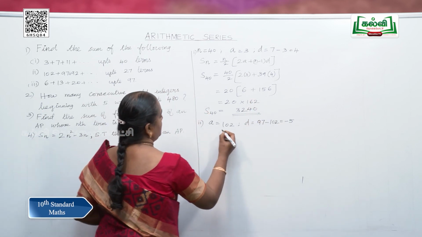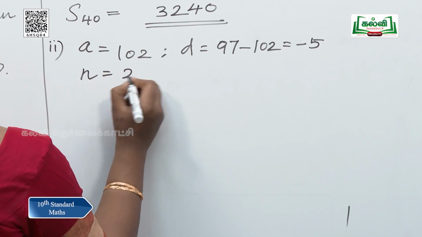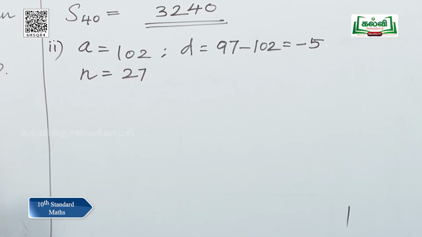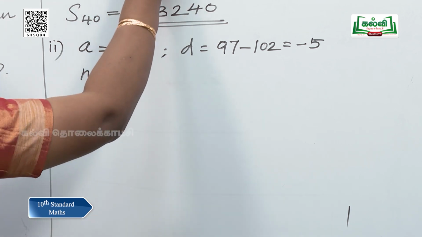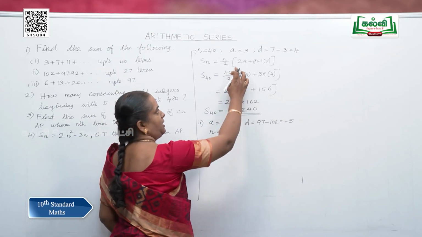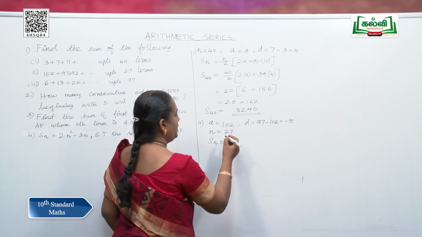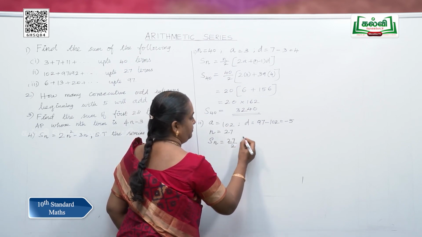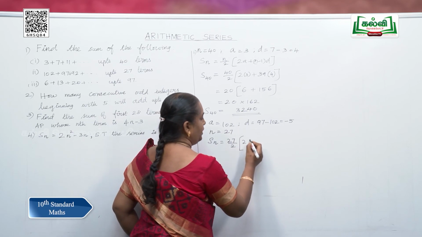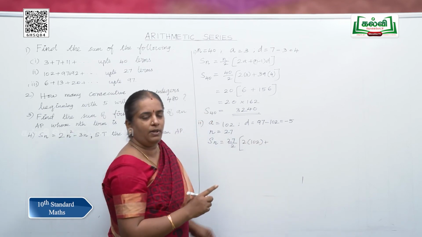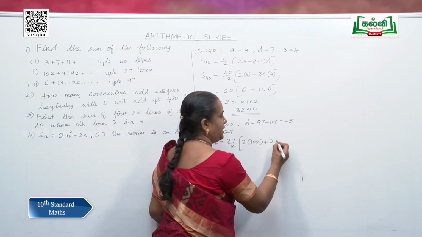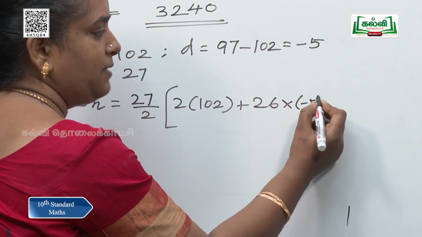Keep that in mind. For a decreasing series, we will be having D negative. Then the number of terms, we need up to 27 terms. Okay, so shall we move? What is the formula? I am not going to write the formula again. Keep this in mind. We are going to proceed. So n by 2, 27 by 2 into 2a, 2 into 102 plus n minus 1. N minus 1 is 27 minus 1, which is 26, into d, which is minus 5.